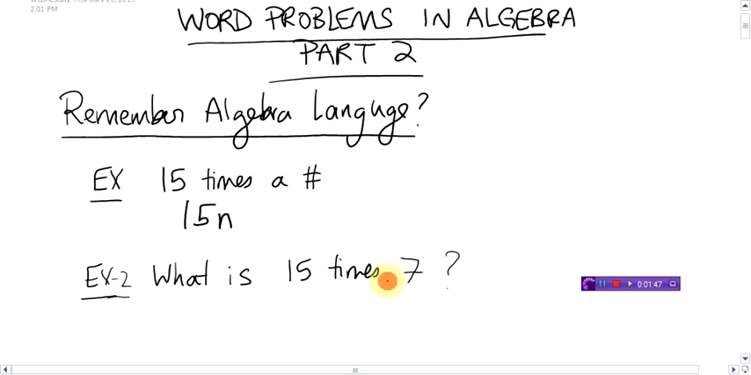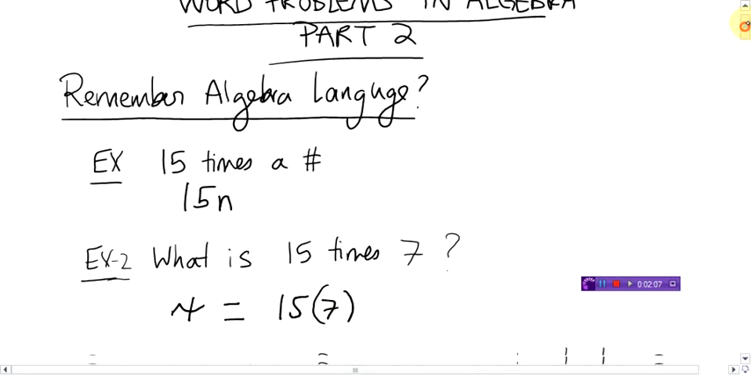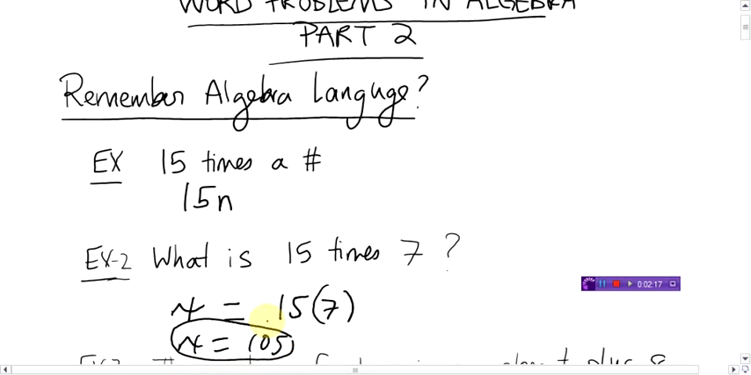So to translate this, here's what you would do. What is, well, it's some number, so we can just call it x. The "is" means equals, and then the 15 times 7 is just 15 times 7, or the hip way to do it is with brackets. And then x equals 15(7). What is 15 times 7? Trust me, it's 105. That's all you do. So the new thing here is the equal sign. The words for an equal sign are "is" or "equal to," things like that.